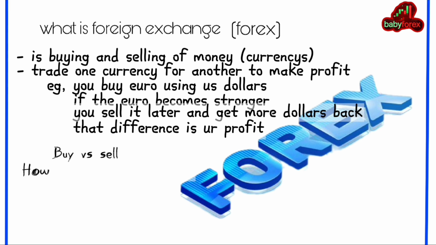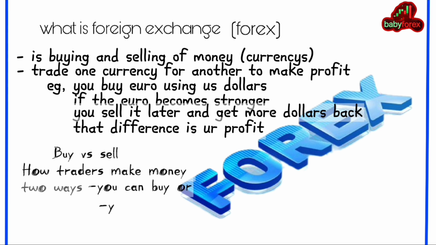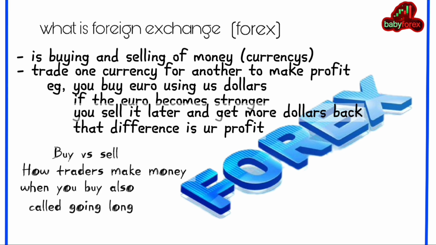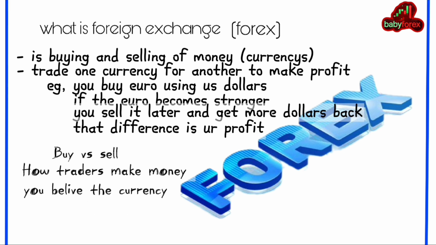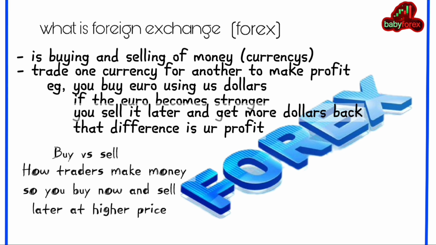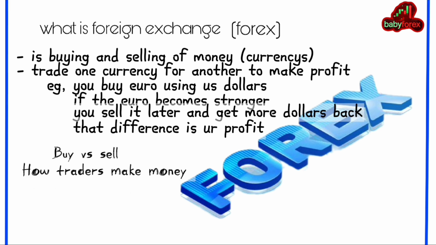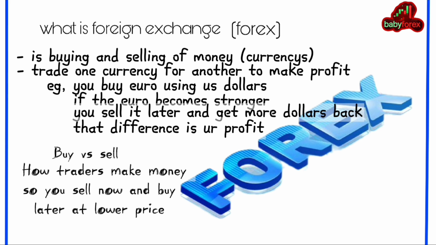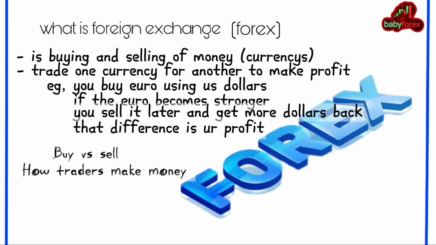Buy versus sell. How traders make money. In Forex, you can make money two ways. You can buy or you can sell. When you buy, also called going long, you believe the currency will go up, so you buy now and sell later at a higher price. When you sell, also called going short, you believe the currency will go down, so you sell now and buy it back later at a lower price.